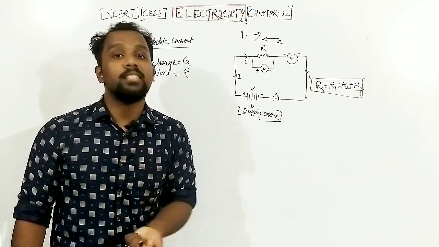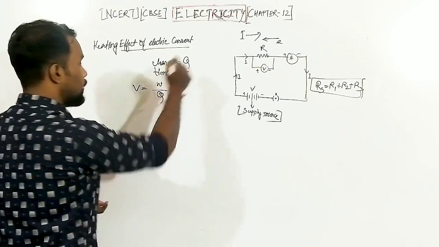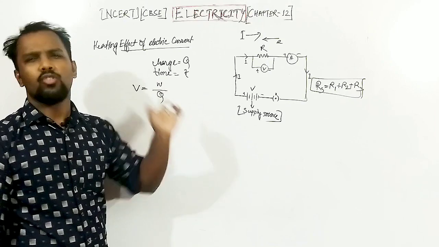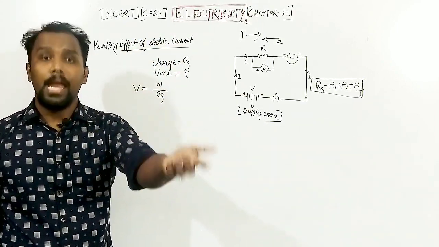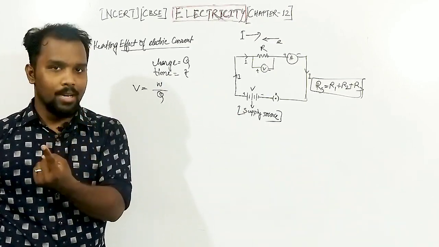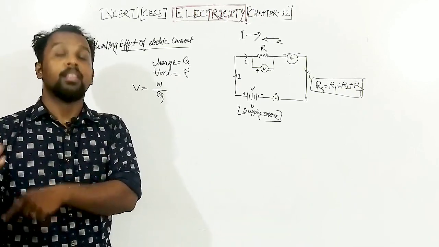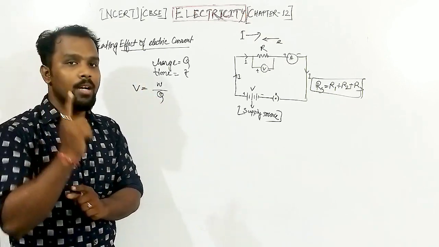What is the formula of the potential difference? V equal to what? W by Q. That means the work done by a unit charge. If there are lots of charges present, 6 into 10 to the power 18 electrons are present in the circuit for 1 coulomb of charge.